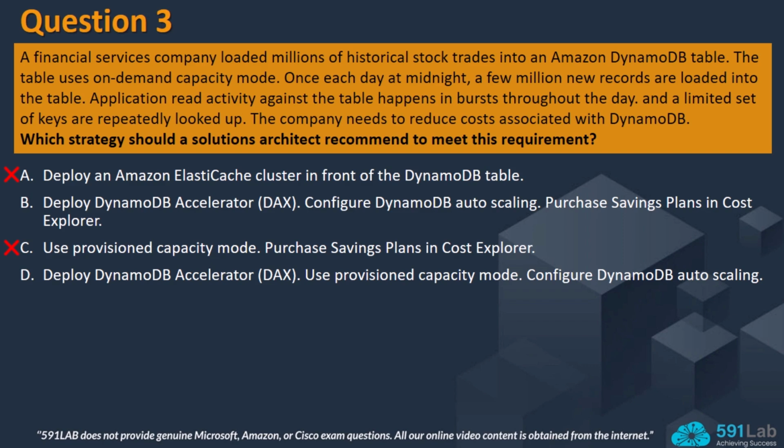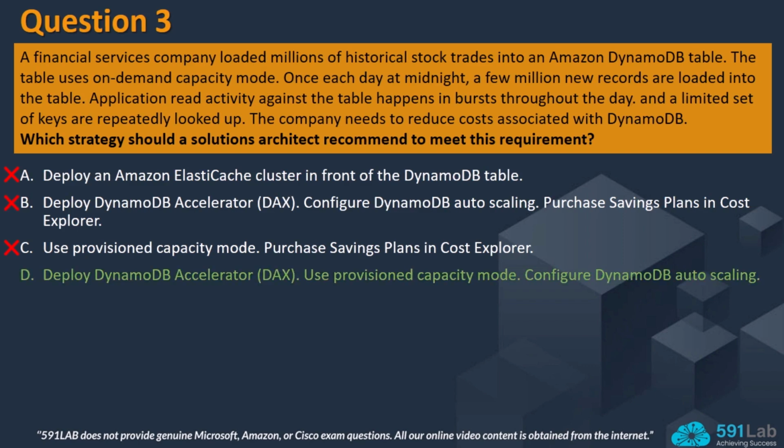Option D. Deploy DynamoDB Accelerator, use Provisioned Capacity Mode, configure DynamoDB Autoscaling. This option combines the benefit of DynamoDB Accelerator for read performance improvement with Provisioned Capacity Mode for predictable cost. DynamoDB Autoscaling can help adjust provisioned capacity based on demand, ensuring that the capacity is sufficient to handle workload spikes efficiently while minimizing cost. Considering the bursty read activity and the need to reduce cost while maintaining performance, option D is the most suitable recommendation.